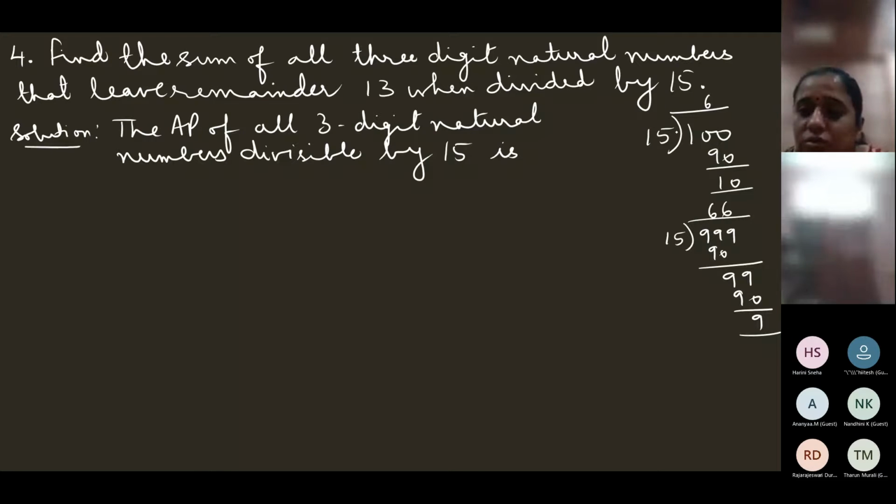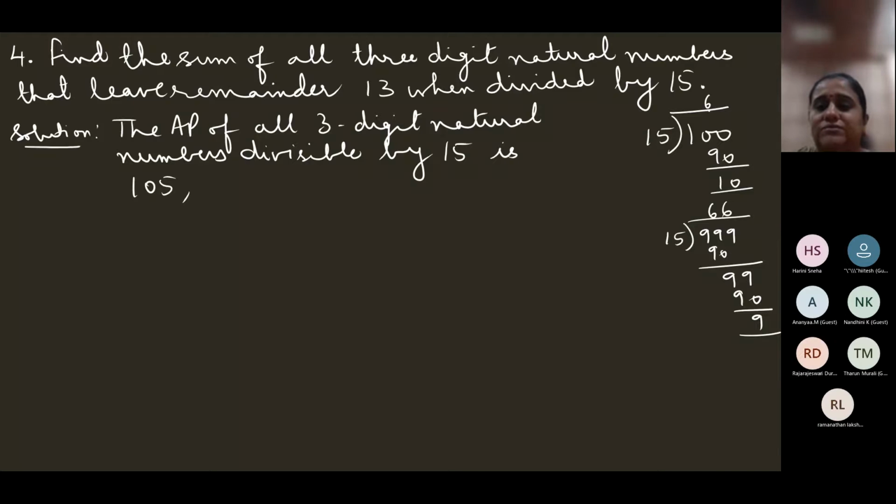All right, children. So like I told you in the last class, 15 minus 10 is 5. 100 plus 5, 105. See, to find the first 3-digit number divisible by 15, you can do 15 sevens are 105. Take the quotient 6 and the next number, its successor, 7. 15 sevens are 105. That's one way.